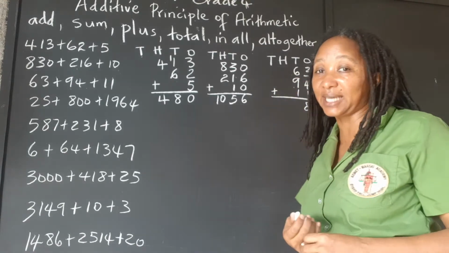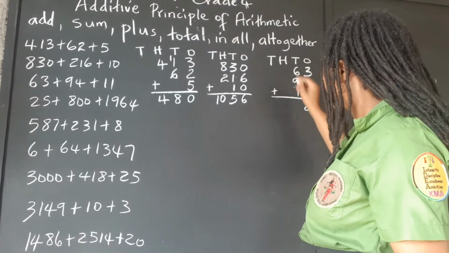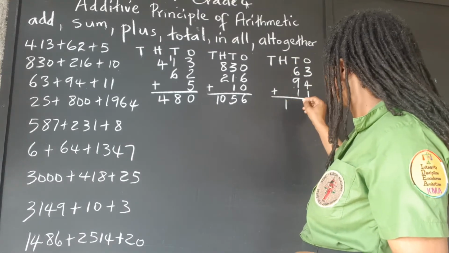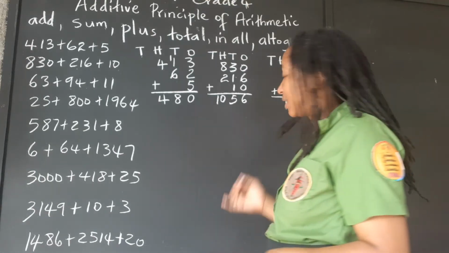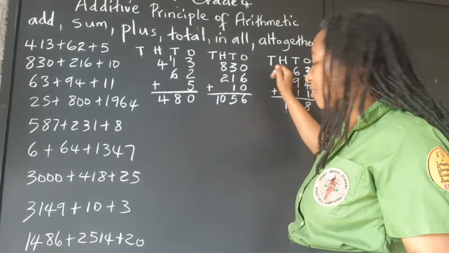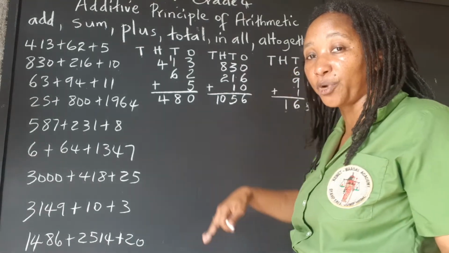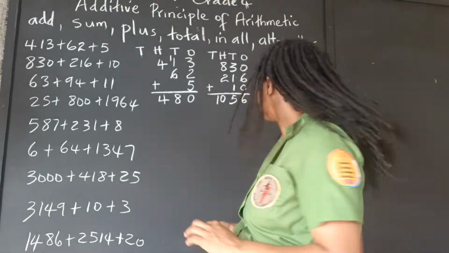So that's 16 tens. From those 16 tens we can get 100. Remainder 6 tens. So 10 tens are 100. We put the 1 here and the 6, because there's no other digit here to bring it over to that place. So the answer is 168.